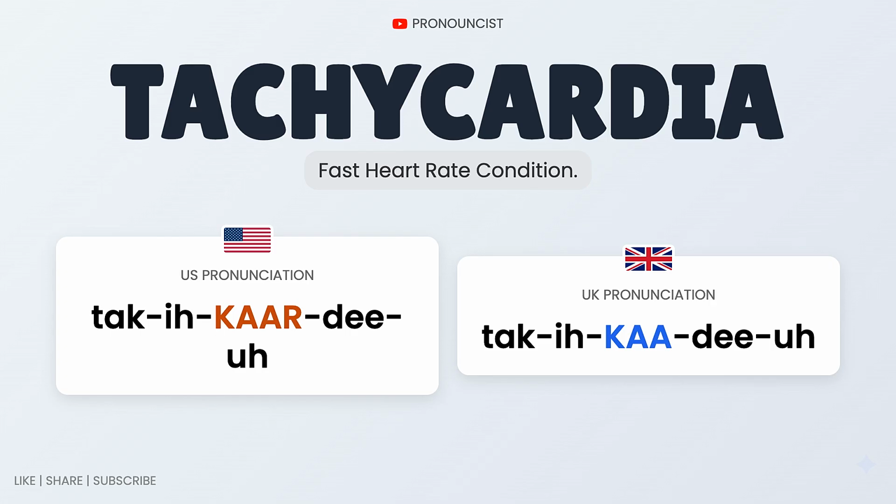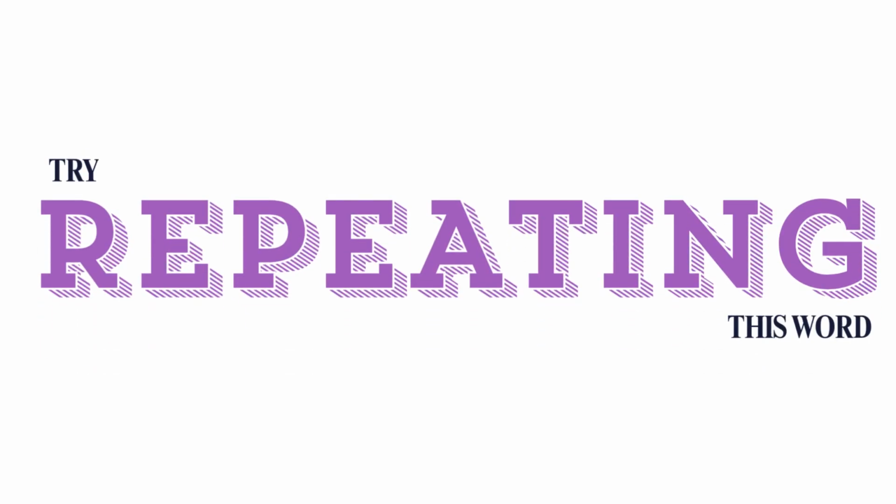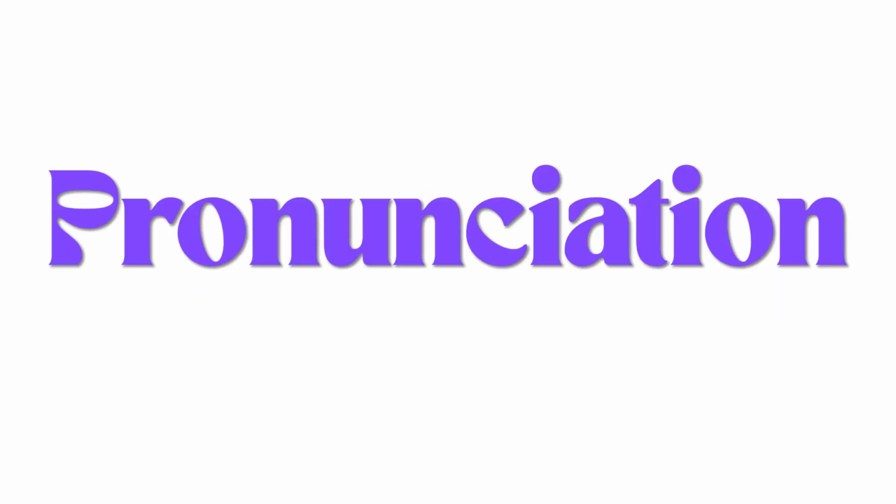The best way to practice is to repeat the syllable multiple times. The meaning of the word is fast heart rate condition. Try repeating this word several times to improve your pronunciation.